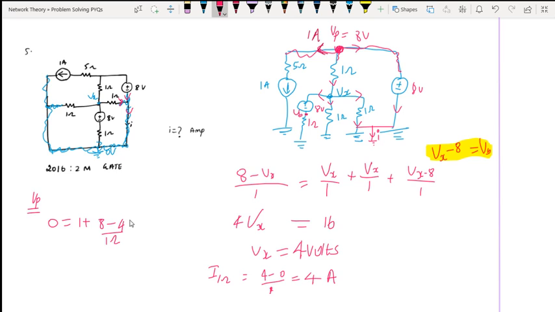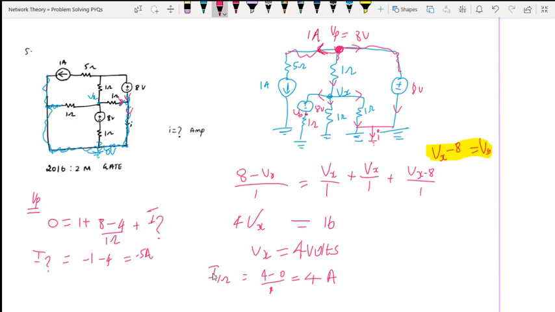The numerator is in volts and this is in ohms. Then plus one more leaving current, the one I do not know, which I call I question mark. So I question mark will be equal to the negative of all this: minus 1, and this becomes 4, so it becomes minus 4. So I question mark is minus 5 amperes.